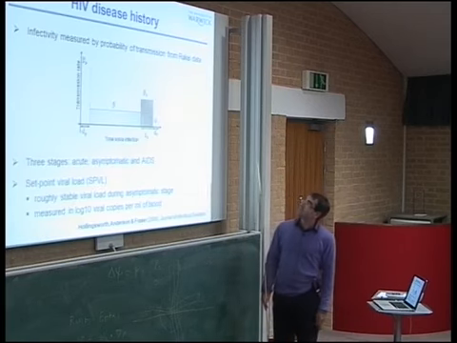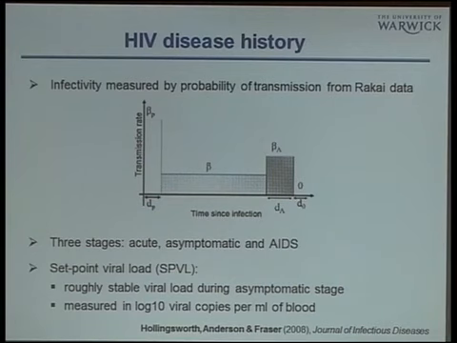So the particular infectivity profile of HIV is a bit weird, and there has been quite a lot of work done on this from Deirdre and other people. So it's a bit more complex than that, but this is a good simplified representation with 3 stages. So we have an acute stage early on with a very high infectivity, then what is called the asymptomatic stage, which lasts for very long and has a reasonably low infectivity, and then you have the AIDS stage.